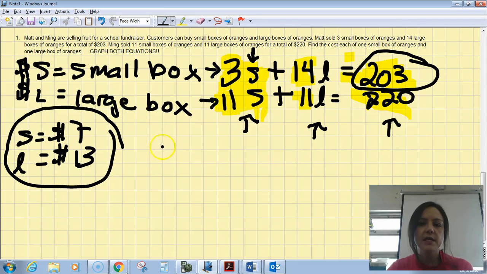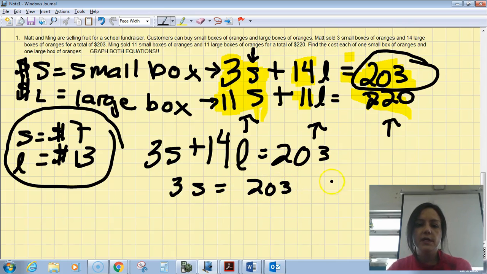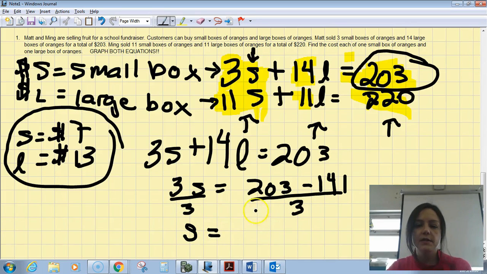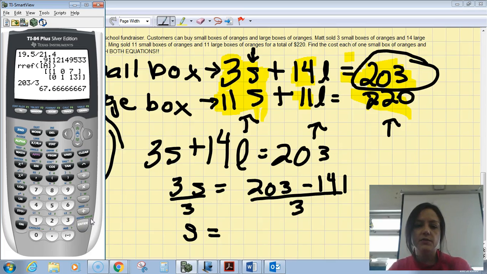So if we want to solve both for small boxes, we have 3s plus 14l equals 203. We want to get the s by itself. So we subtract 14 l's from both sides. So then we have 3s equals 203 minus 14l, and divide both sides by 3. And you have s equals 203 divided by 3. Let's see, 203 divided by 3 is 67 2/3.